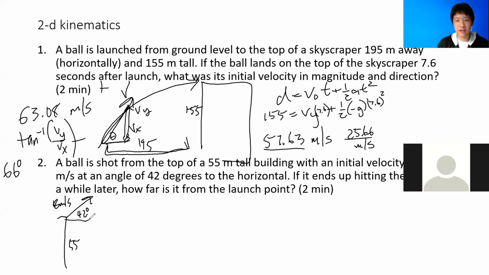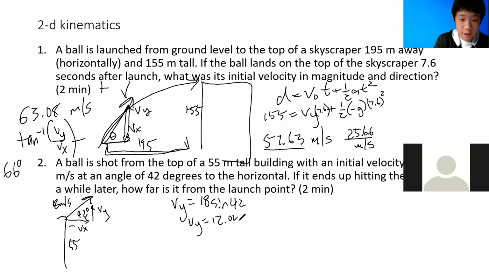So the first thing we need to figure out is how long this ball is going to be in the air, right? So we have to have our vy and our vx. So what is vy? Vy is 18 sine of 42. So if we calculate that, vy is 12.04 meters a second. And this is going up. So now how long is this ball going to be in the air? Well, we can use the formula again. D equals v0t plus 1/2 at squared.